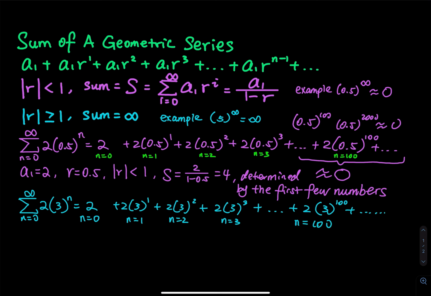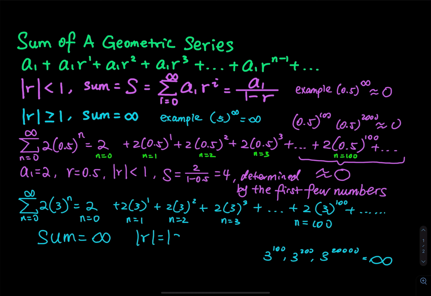So what happens when you have 3 raised to 100, or 3 raised to 200, or even 3 raised to 20,000? These are all infinity, right? So you are adding up a bunch of infinities. Of course, the sum is equal to infinity, because the absolute value of r, which is the absolute value of 3, is greater than or equal to 1.